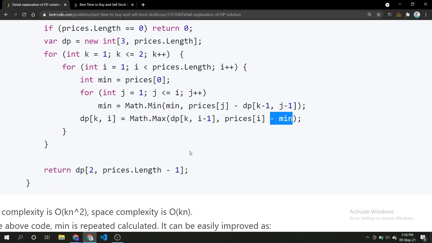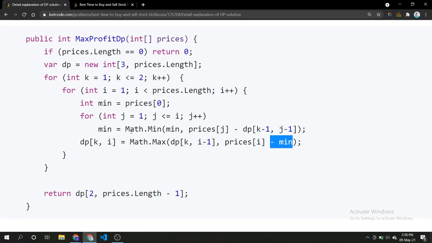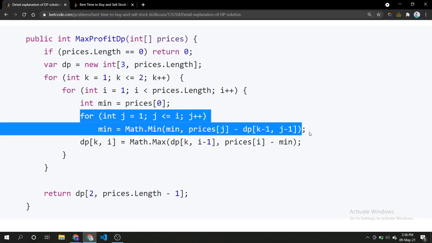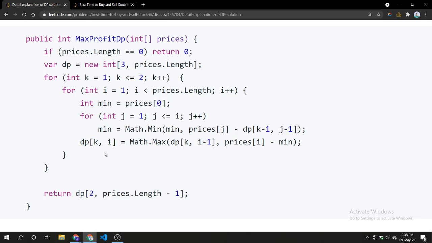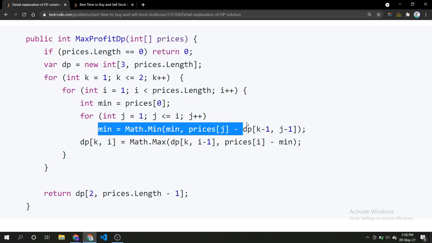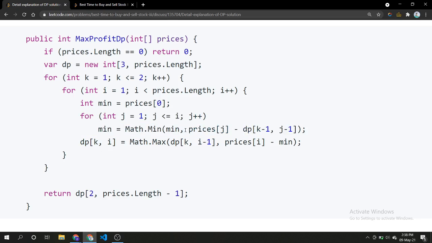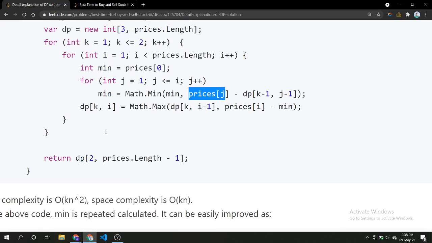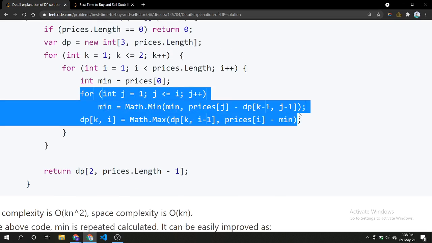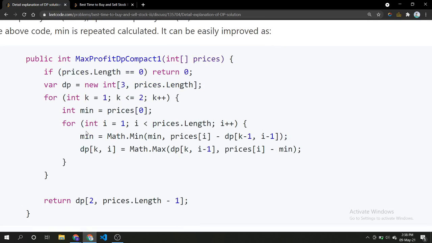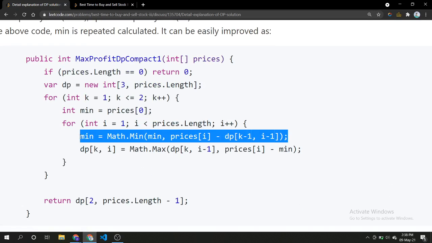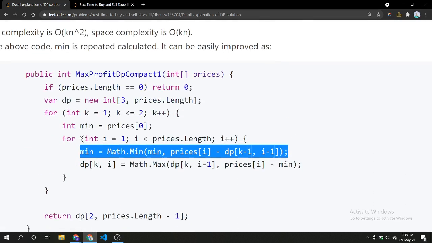Now we can optimize this line, because we are calculating a new value only at the ith index. Every other index is already calculated in the previous min, so we don't have to calculate it again and again. So we calculate it only for the ith value. Now we have come down to n square from n cube. This was an n cube solution.